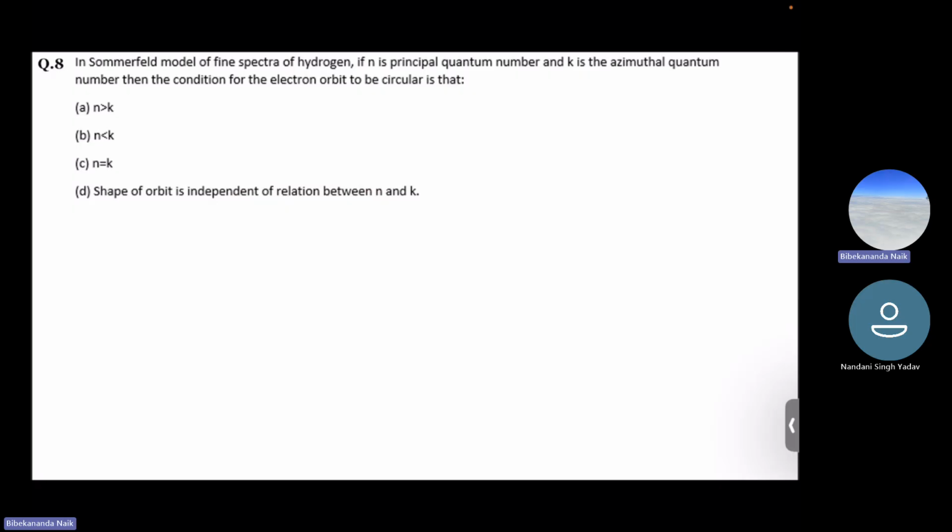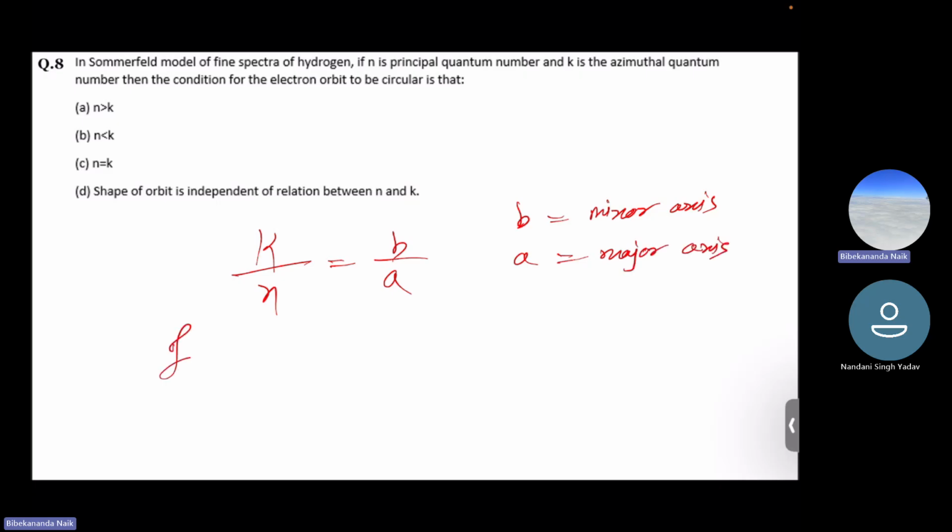So, as we discussed in the previous question, the relationship between n and k is given by k by n is b by a, where b is the length of the minor axis and a is the length of the major axis.